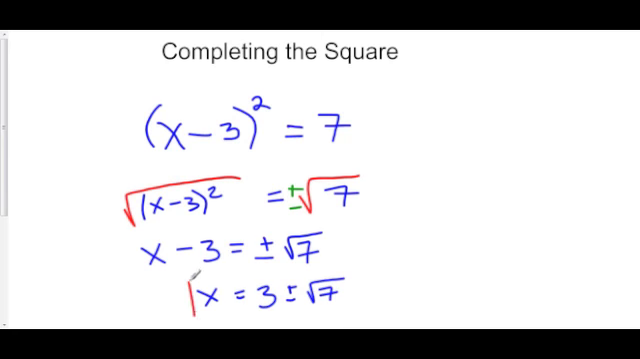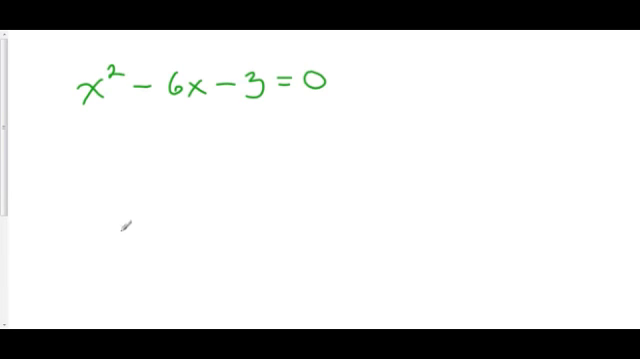Now I'm showing you this problem because this is going to be the finishing step of every completing the square problem. Let's take a look at an actual problem to complete the square. Here we have a quadratic on the left-hand side and 0 on the right-hand side. Now we could use the quadratic formula, or we could complete the square.